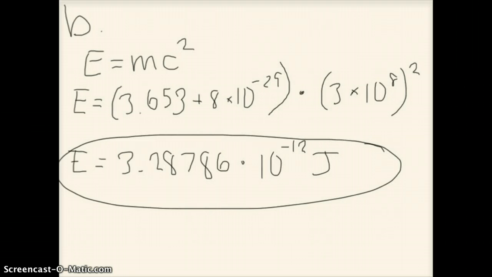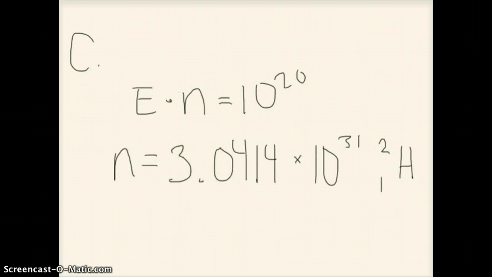And part C, it asks, the United States requires about 10 to the 20th joules per year to meet its energy needs. How many deuterium atoms would be necessary? Well, what we said is 3 deuterium atoms are required for one reaction, and we know how much energy is produced in a single reaction. So what we said is the energy times the number of reactions should equal the total energy value.